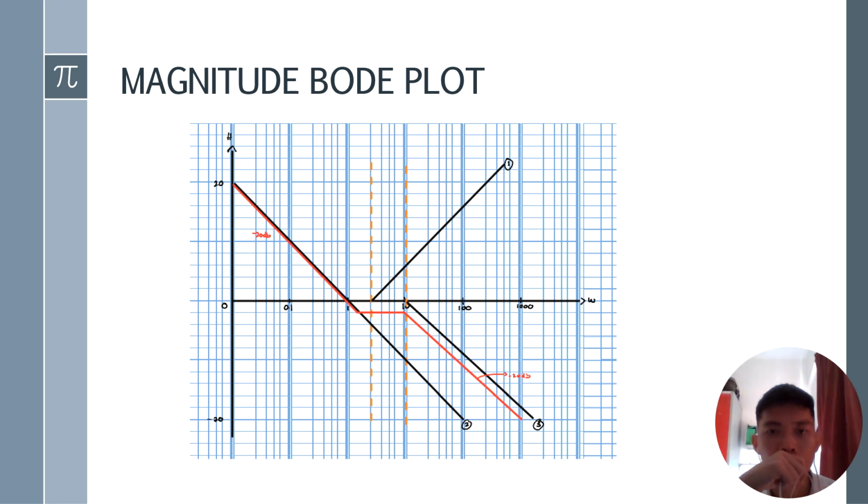When we see the graph, it starts with a downward slope of negative 20 dB. It indicates a pole at the origin. Then we can see the corner frequencies. These are the points where the straight line approximately changes smoothly, corresponding to the values of poles and zeros in the transfer function.